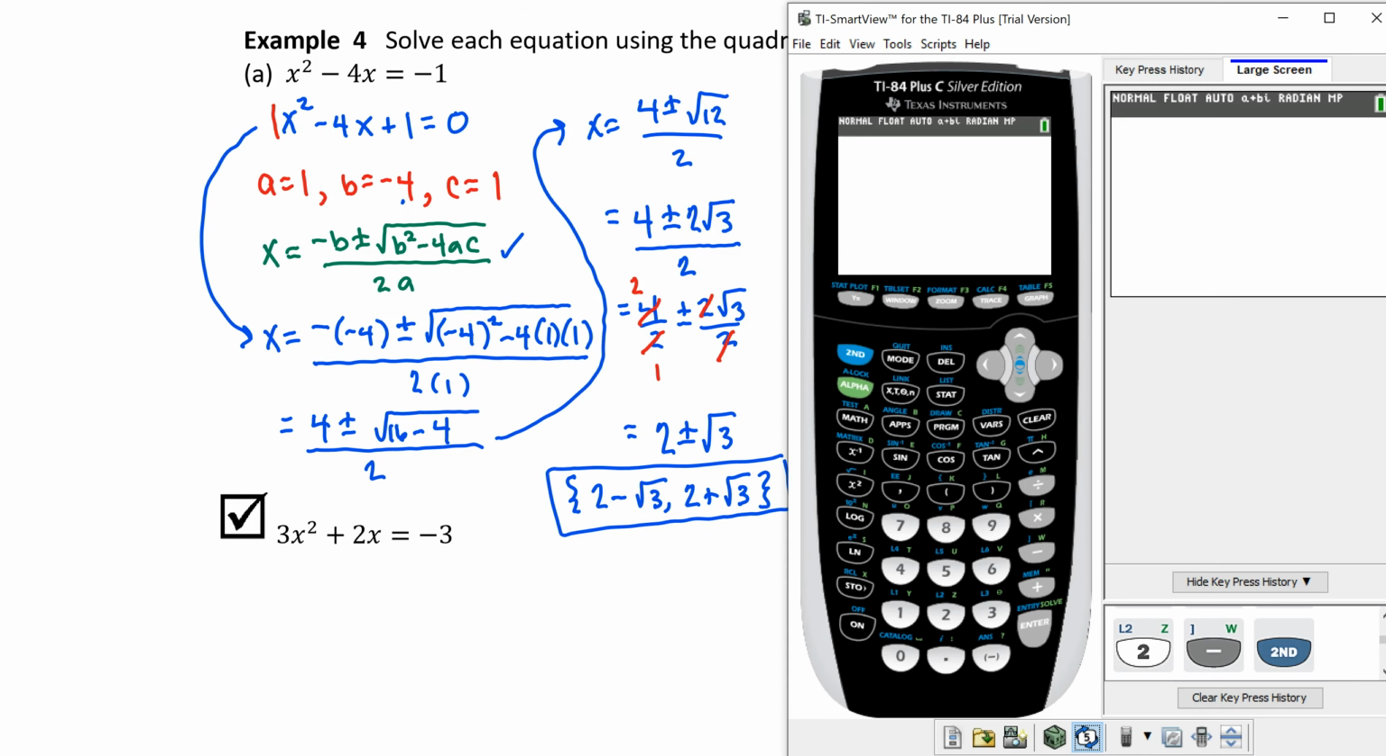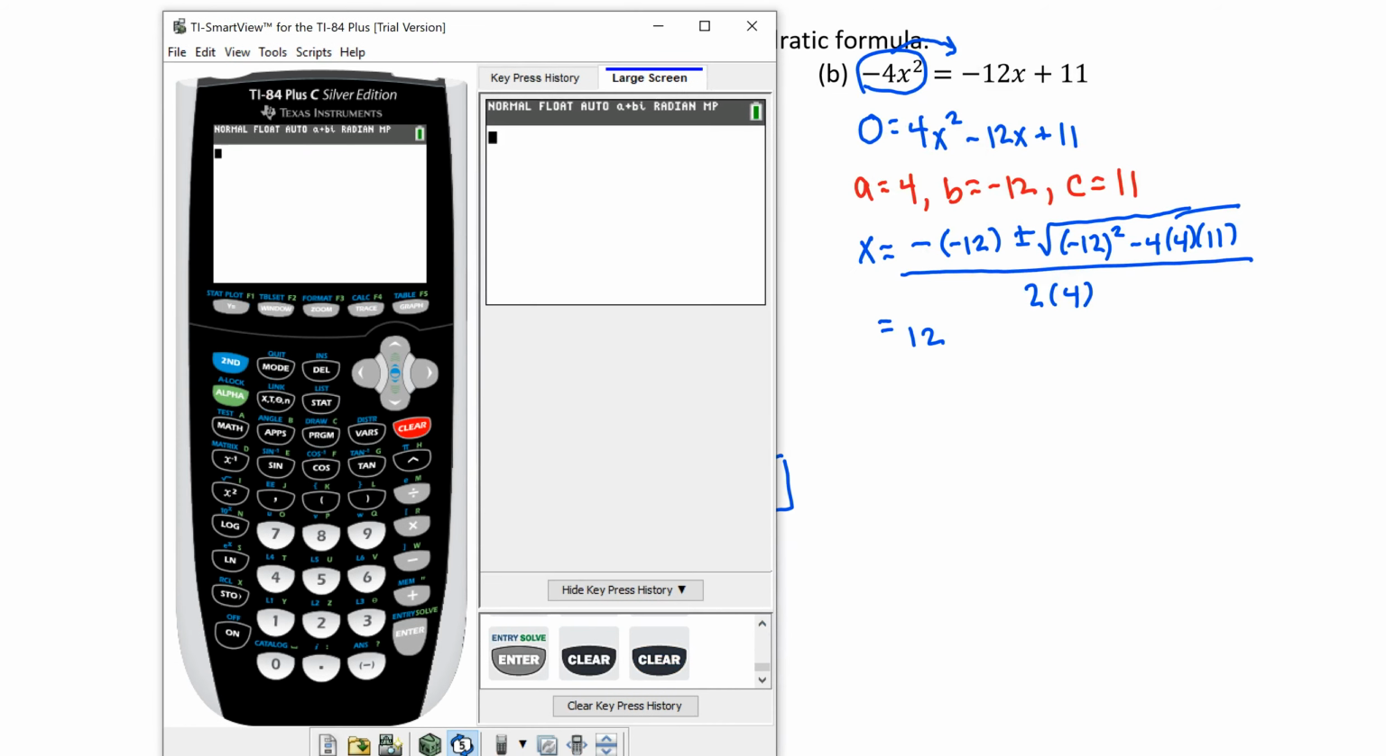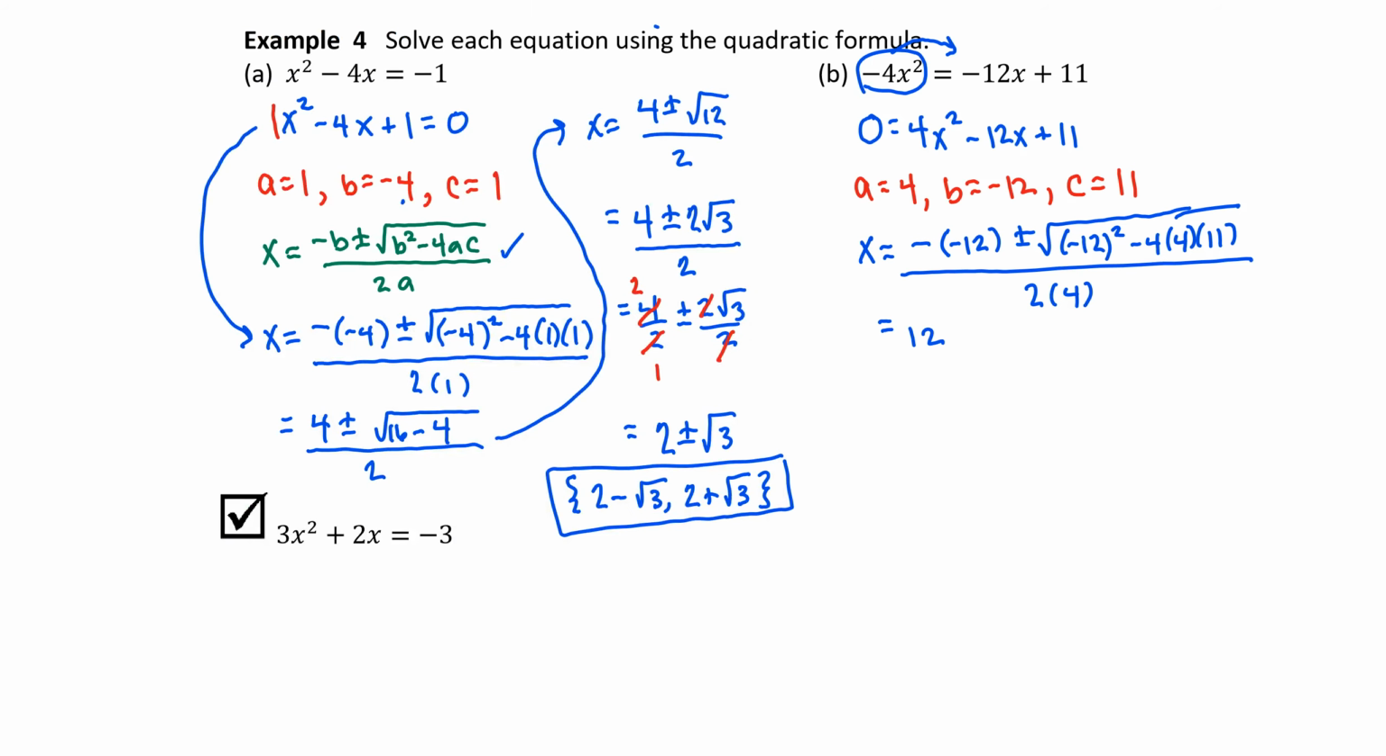I'm going to grab my calculator to evaluate what's under the radical. We have negative 12 squared, make sure you get that in parentheses, minus 4 times 4 times 11. So our radicand has a value of negative 32, plus or minus square root of negative 32 over 8. Notice we have a negative under that radical, so we know the result is going to be imaginary.